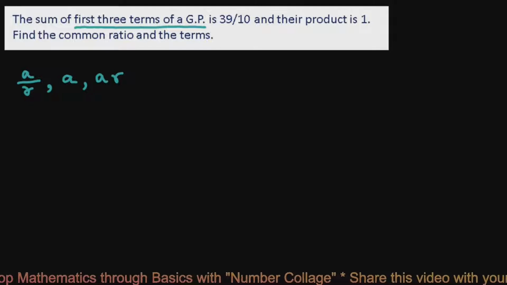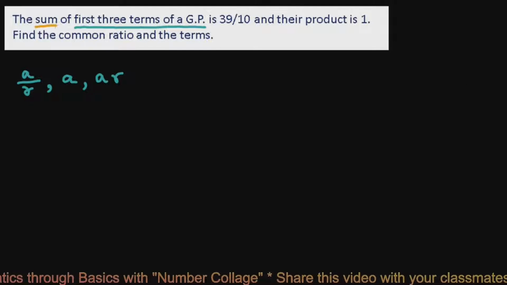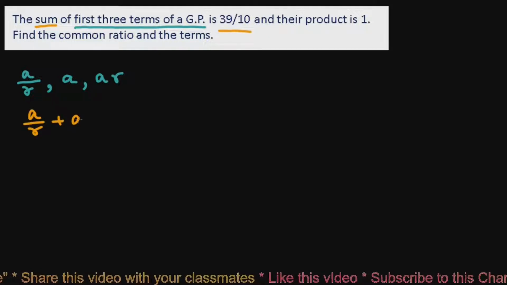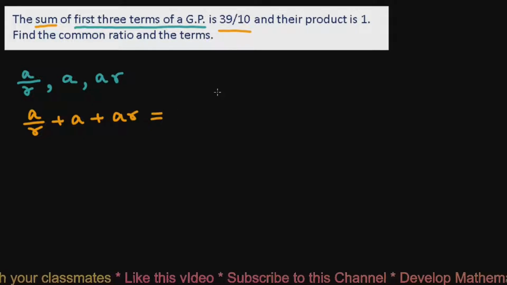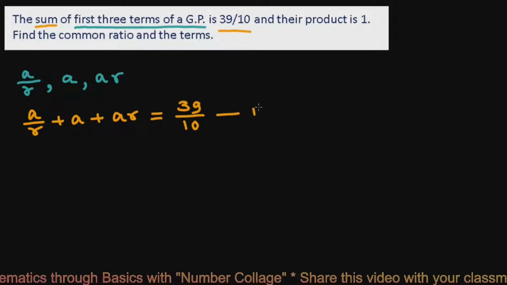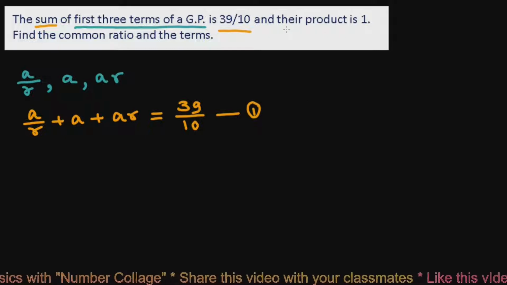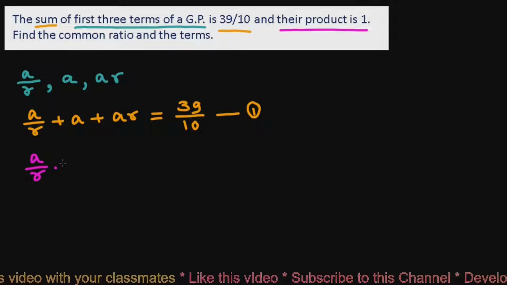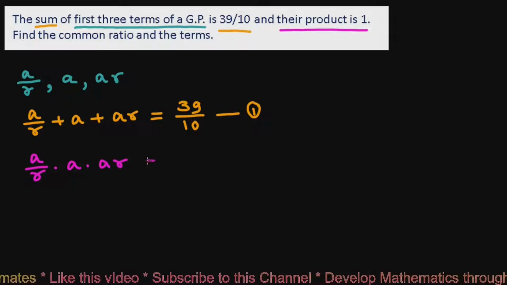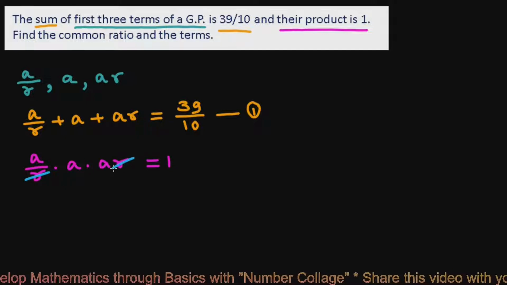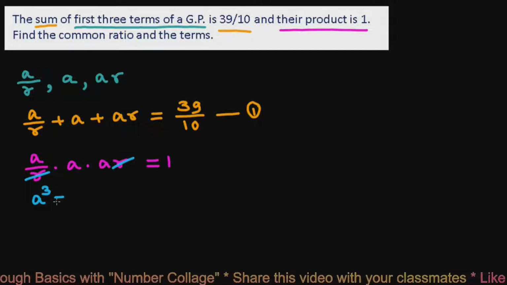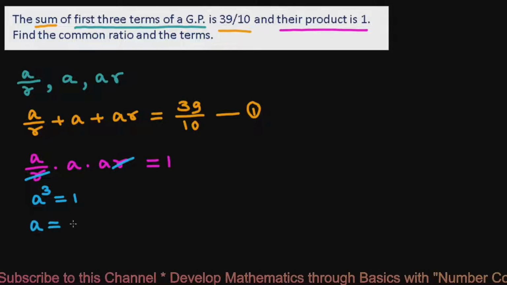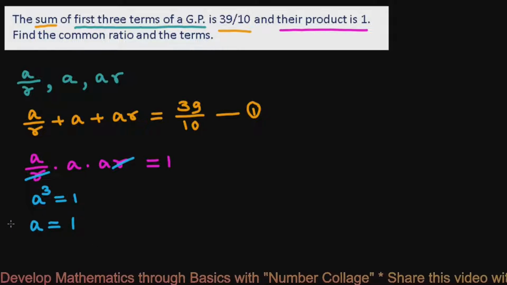Now according to the first condition, the sum of these 3 terms is 39 upon 10. So we write a upon r plus a plus ar equals 39 upon 10. We name this equation 1. According to the second condition, their product is 1, which means a upon r multiplied by a multiplied by ar is 1. This r cancels with this r and we get a cube equals 1. Considering the real root of a cube equals 1, we write a equals 1. So the first term of this GP is 1.